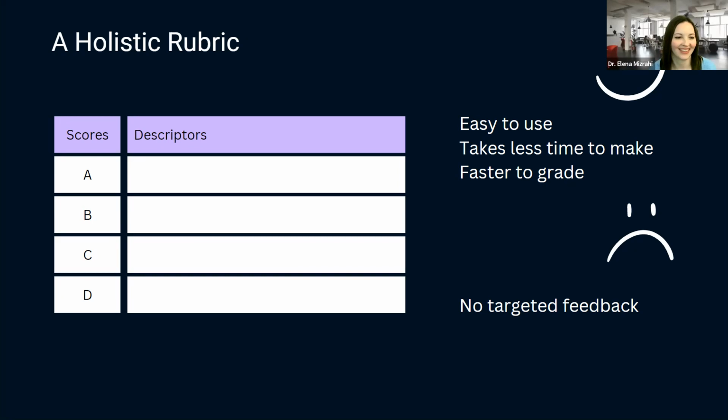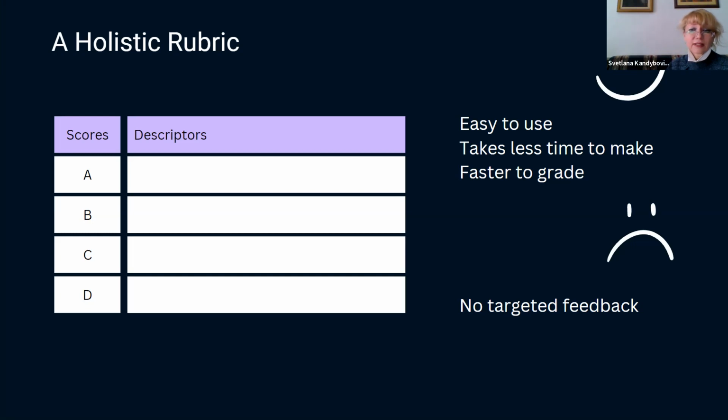They are often used because they are very easy to make, extremely easy to make. It takes less time to make them. They are much faster to grade because that's just one decision. You circle A and then you evaluate. The assessment is basically done.